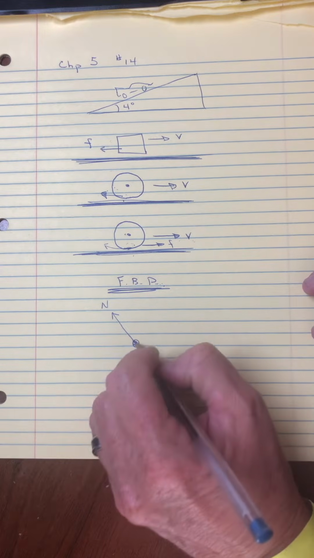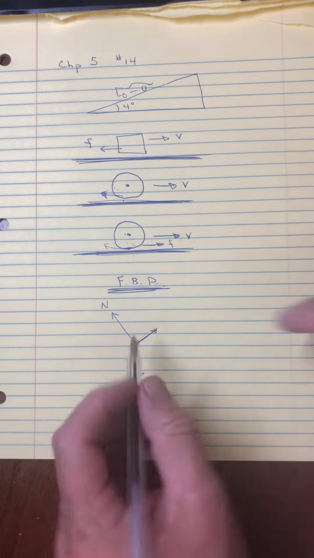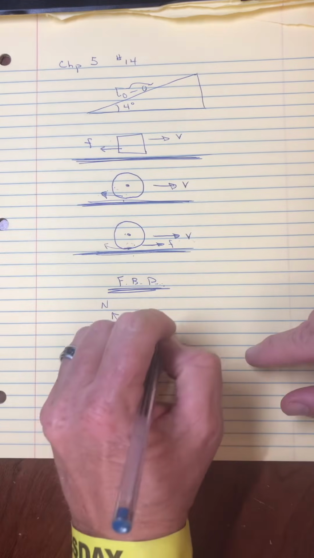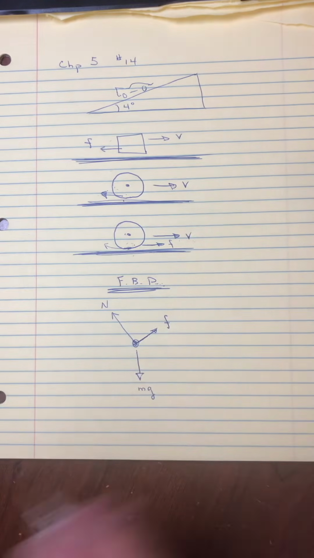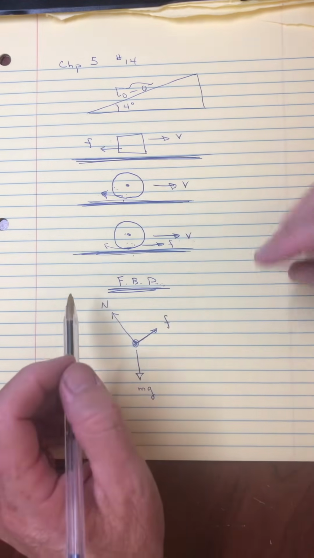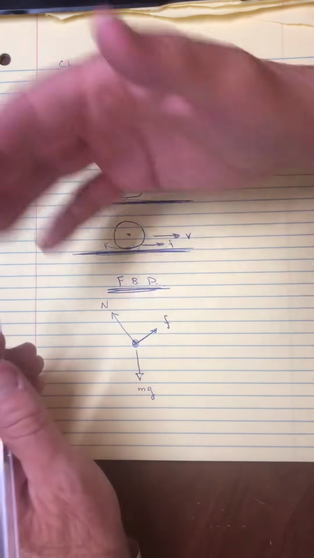And this is the part that, without a deeper discussion about the tires and the slipping, you may be going, what? What do you mean the friction is up the hill? I thought friction was opposite to the motion. And I'm going to say, no. The friction is opposite to the sliding.